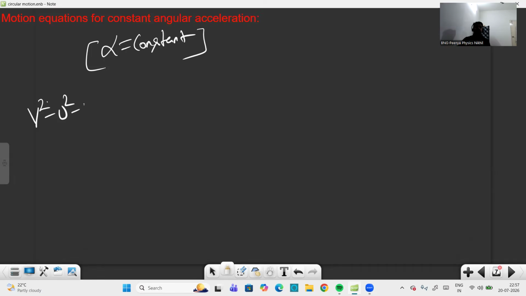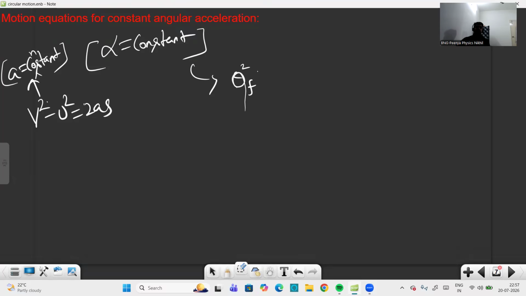v square minus u square equals 2as. This is for when a, the linear acceleration, was constant. Now, in the same way, if alpha is constant, we can write omega final square minus omega initial square equals, in place of a we write alpha, so 2 alpha theta.